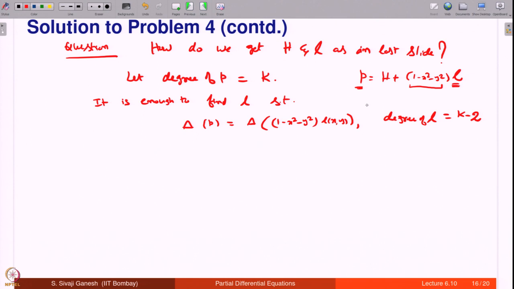So, this is a natural condition we get because I want Laplacian H equal to 0. That is, if and only if Laplacian of p is equal to Laplacian of this quantity. That is what I have written here. Thus, we are interested in solving this equation.